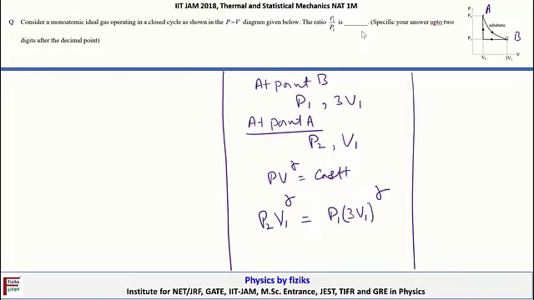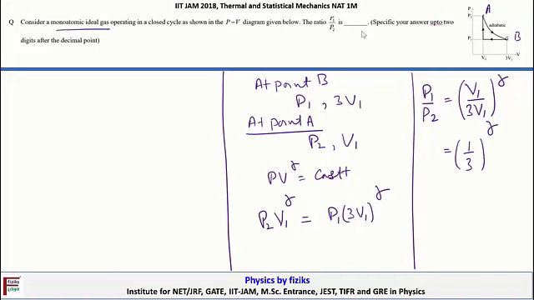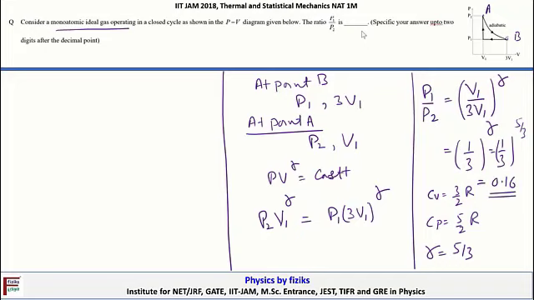From here we can easily write P1 by P2 equal to V1 upon 3V1 to the power gamma, and that's nothing but (1/3)^gamma. Because it's a monatomic ideal gas, Cv is 3/2 R per mole and Cp is 5/2 R, so gamma turns out to be 5/3. Substituting the value of gamma, this is (1/3)^(5/3), and after calculating it you will find that its value is 0.16. So 0.16 is our answer.